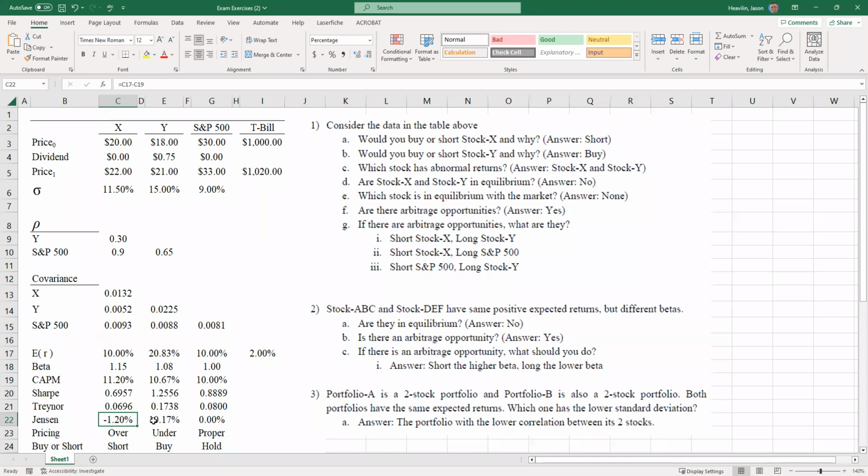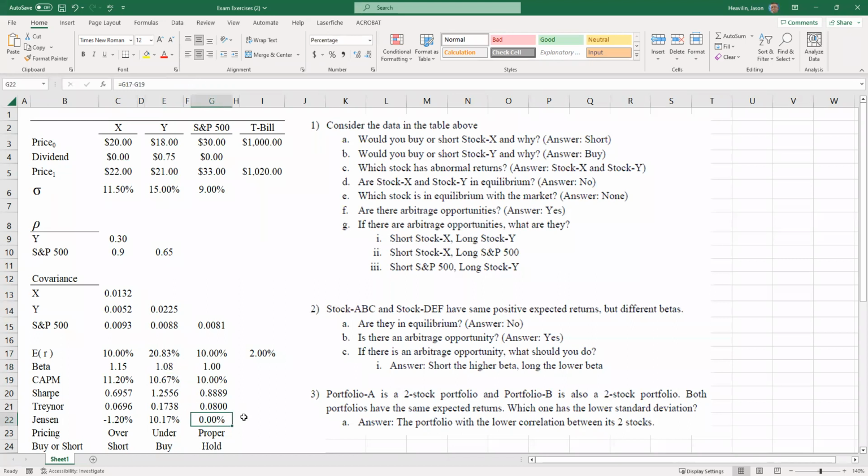Same here. So if I look at the expected return, it's 20% and change versus the required 10%, it's clearly returning a lot more than the required. So we're going to call that underpriced, meaning that stock is going to go up in price because it's expected to return a lot more than the requirement based on the risk profile.